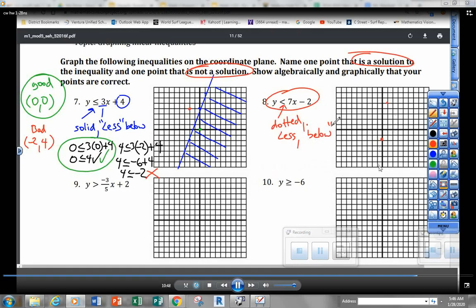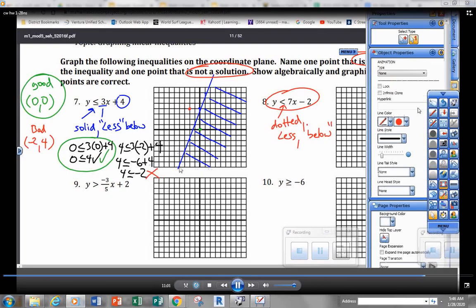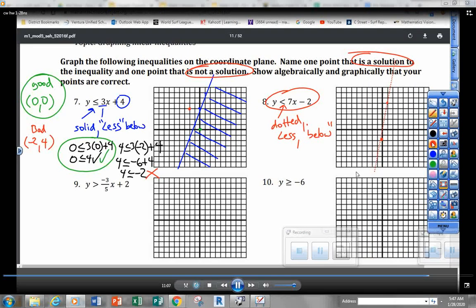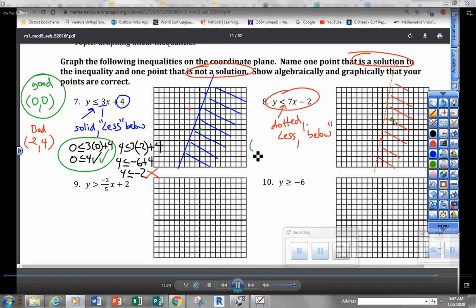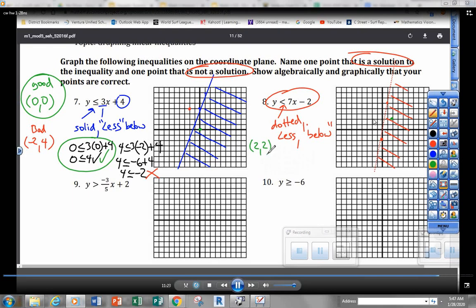So when I graph my line, my dotted line means I cannot pick any point on that line. Those will not satisfy the inequality. When I have one of these solid lines, any of these points along that line would have satisfied that inequality. For these dotted ones, none of these points along the line will satisfy the inequality. Only these points in this shaded zone. So I'm going to pick a good one, 2, 2. And then a bad one, I'm going to do negative 2, 2 as my bad point in the no-go zone or the non-solution zone.